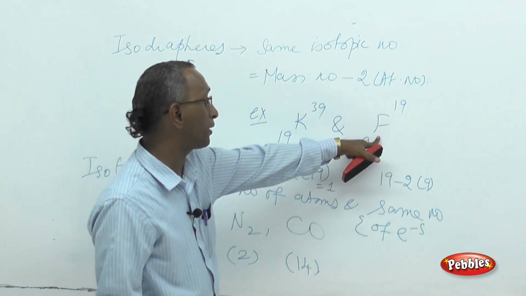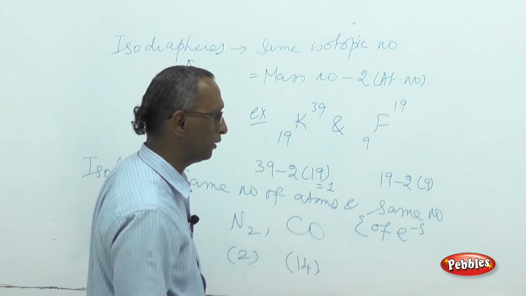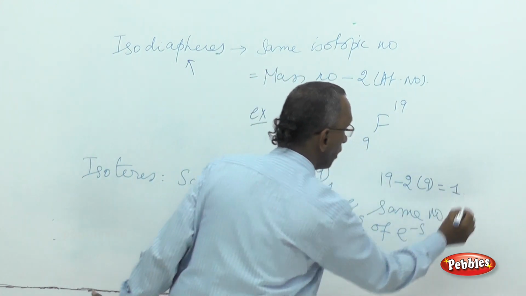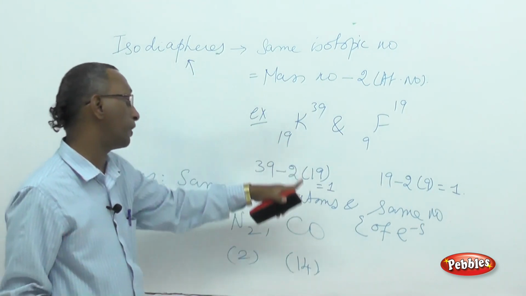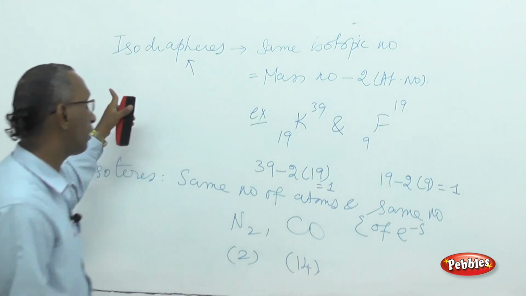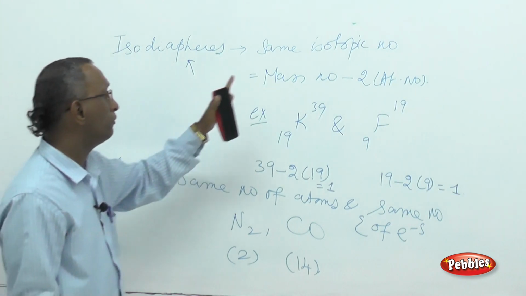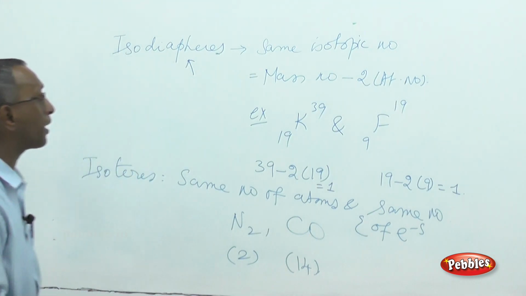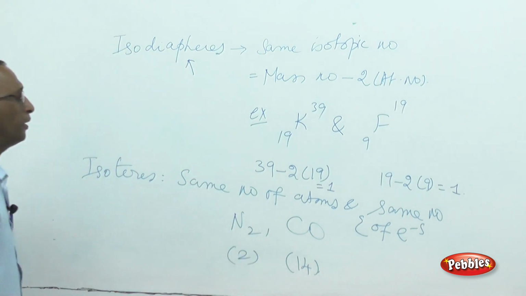Here also you see the system fluorine 19 isotope, whose atomic number is always 9. So 19 minus 2 into 9; 2 into 9 is 18, and 19 minus 18 is also 1. So the isotopic number is the same for both species. The isotopic number is 1 for potassium 39 as well as fluorine 19. So these are called isodiapheres. Isodiapheres are the systems which follow this law: same isotopic number, where isotopic number is defined as the difference between the mass number and twice the atomic number.